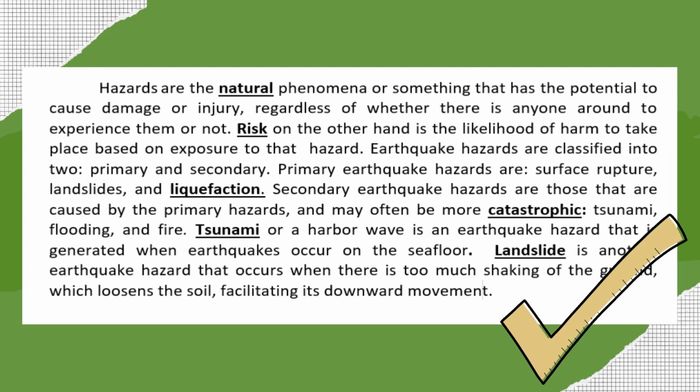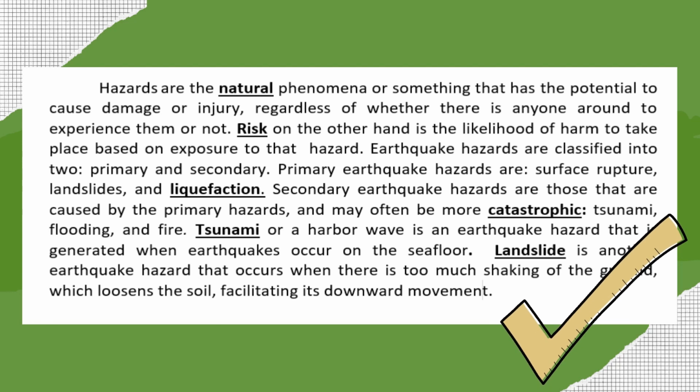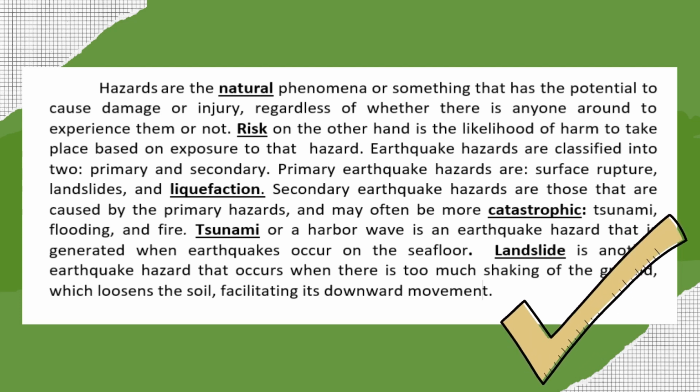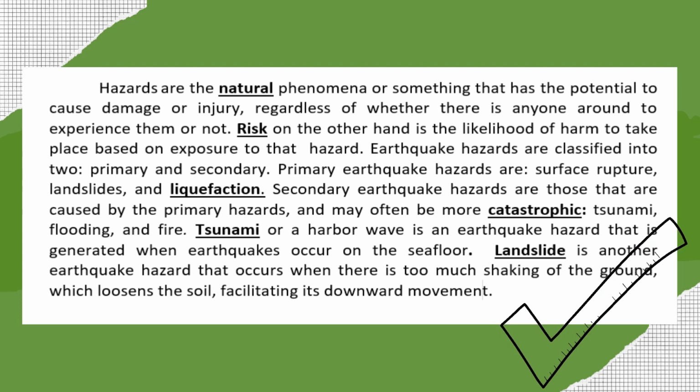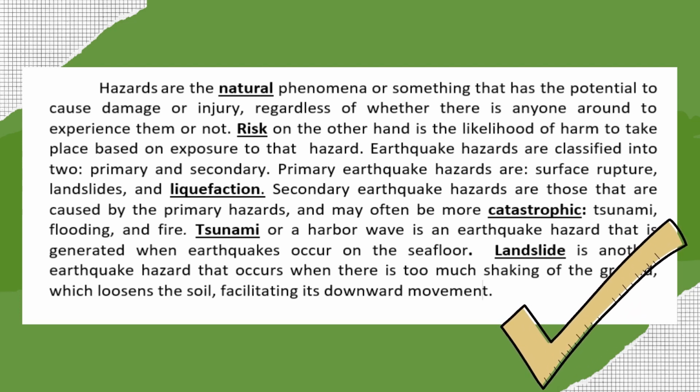Let's answer. Hazards are natural phenomena or something that has the potential to cause damage or injury, regardless of whether there is anyone around to experience them or not. Risk, on the other hand, is the likelihood of harm to take place based on exposure to that hazard. Earthquake hazards are classified into two. We have primary and secondary. Primary earthquake hazards are surface rupture, landslide, and liquefaction. Then, secondary earthquake hazards are those that are caused by the primary hazard and may often be catastrophic.